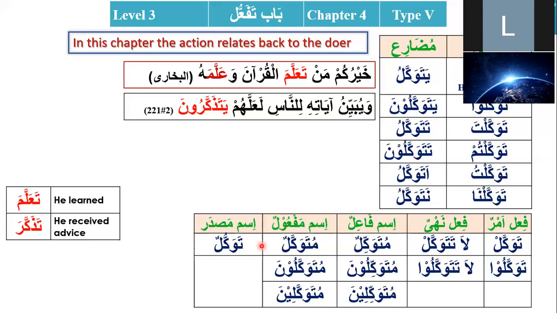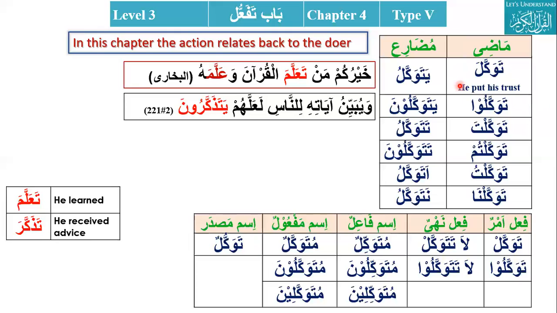Is the one who learns the Quran and taught it. The best among you is who learned the Quran and he taught it or teaches it. Okay, good, Muhammad. I have a question.